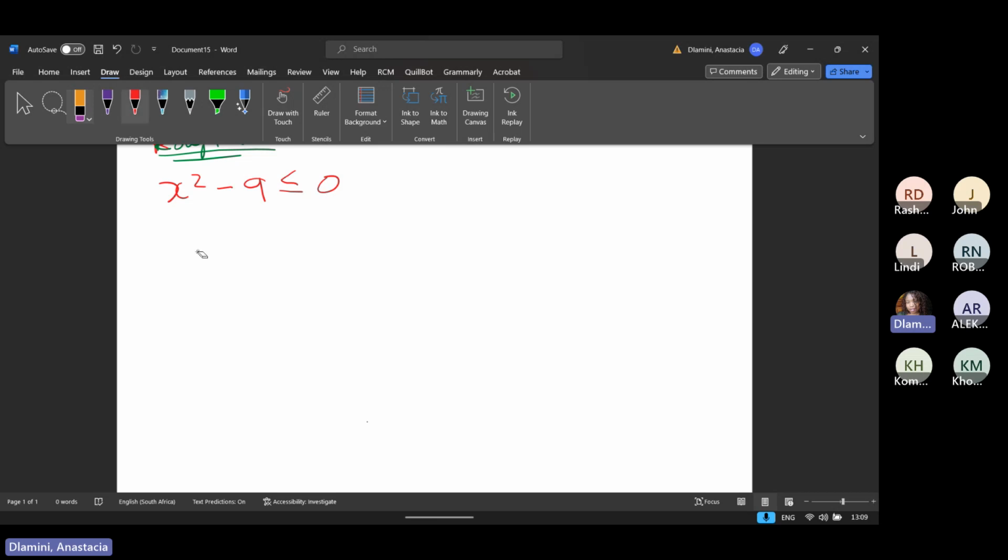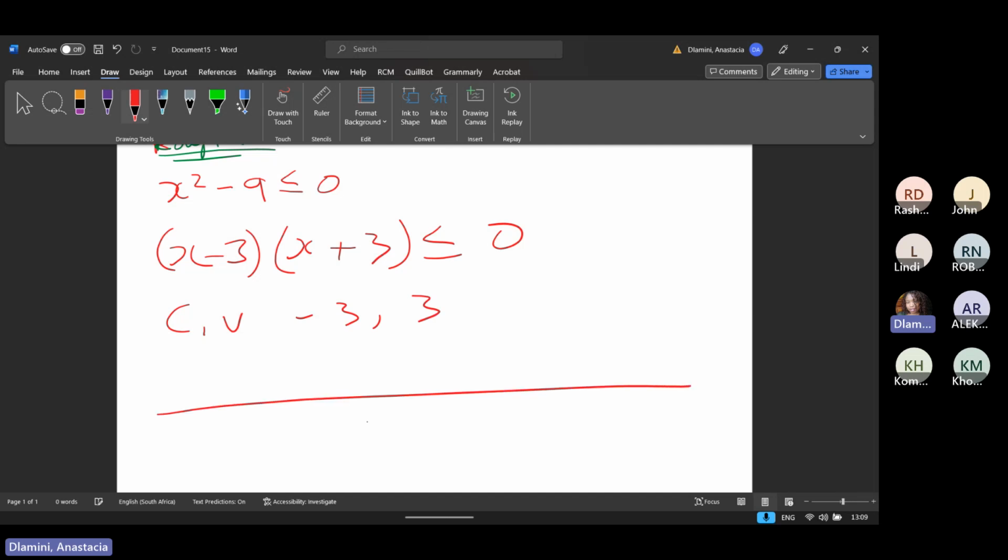So it means that you go back and say, okay, I factorize, less than or equal to 0. It's x minus 3, x plus 3. So critical values are -3 and 3. Draw your number line. So you say -3, +3. Remember what I said, you say plus, minus, plus.